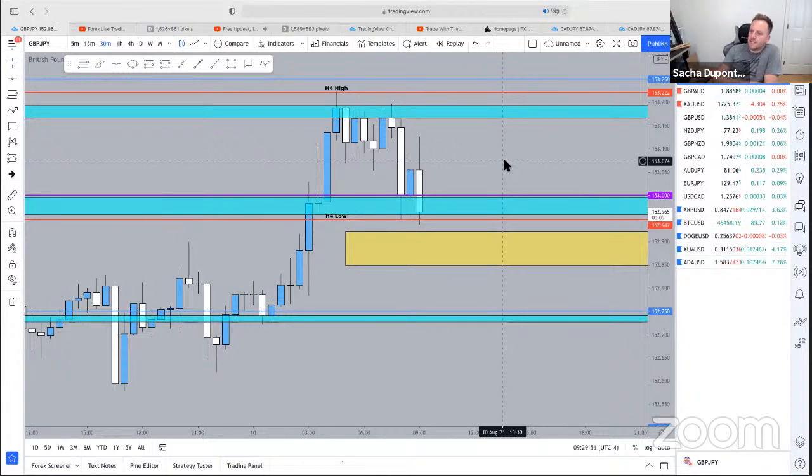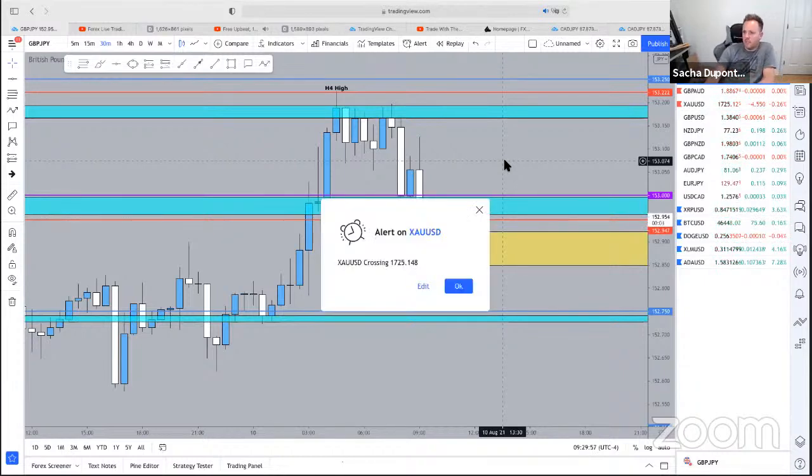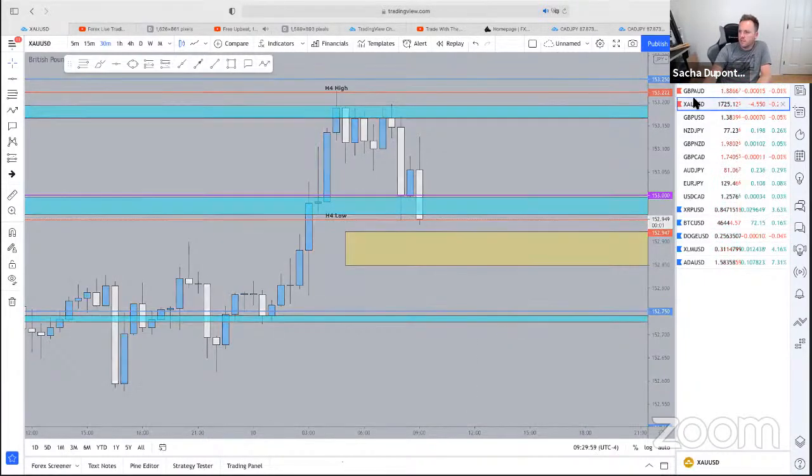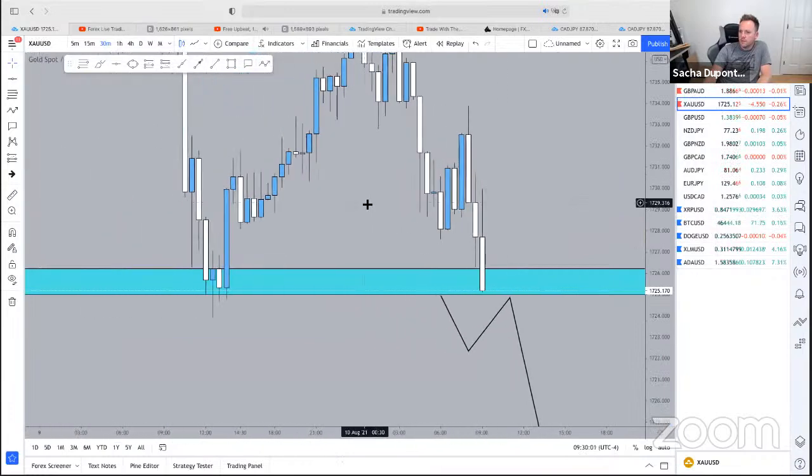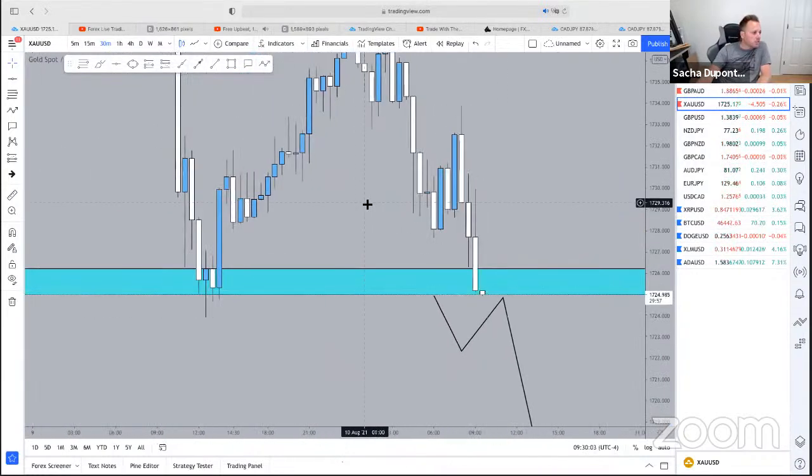All right, 10 seconds. And it looks like it's going to close engulfing bearish. Oh, alert on gold. Uh-oh. Am I going to take my first trade on gold?